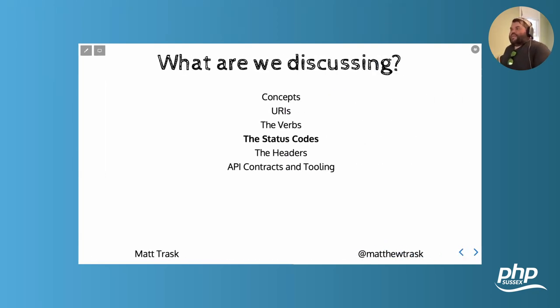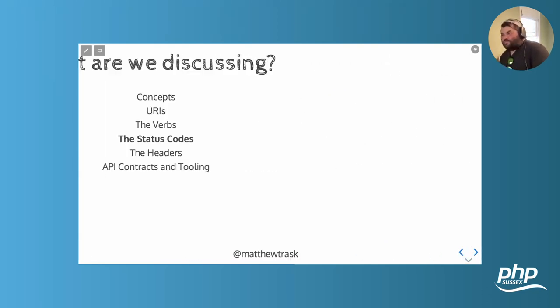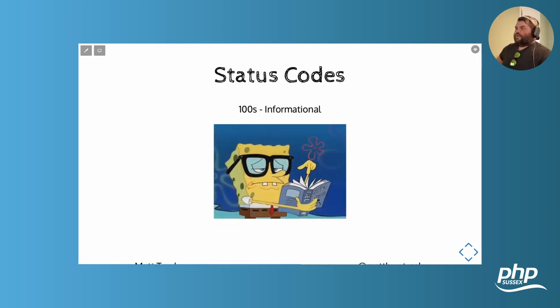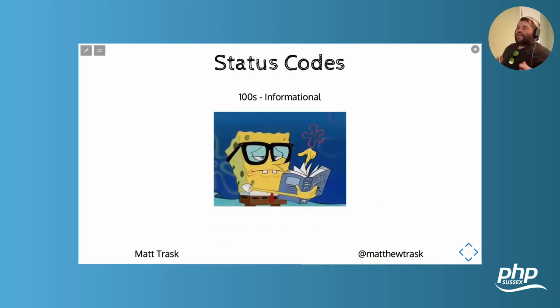So moving right along into the status codes. What are they? They are numbers and phrases to give quick context for a request. There's five types of status codes: the 100s, the 200s, the 300s, the 400s, and the 500s.